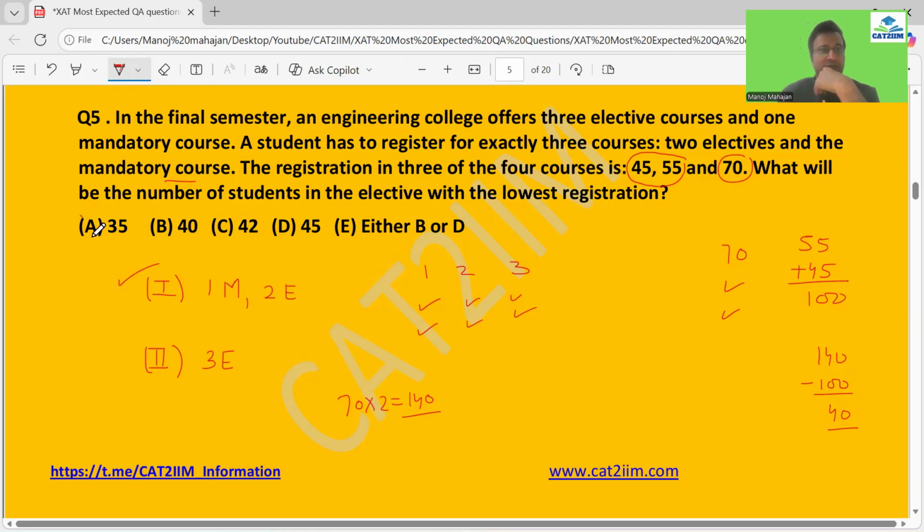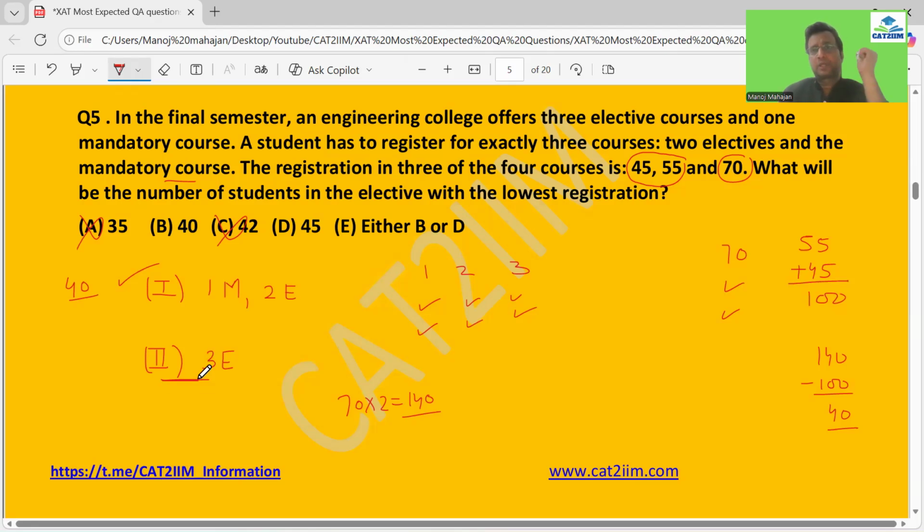So one thing is very sure that option A cannot be the answer, option C cannot be the answer. So we are left with the B, D, or E choice out here. So let's see further how we can work it out. So we have to look at the second case also. This was the answer when we took one mandatory and two elective, right? Now all three elective, right? So we do not have students who registered for the mandatory course.